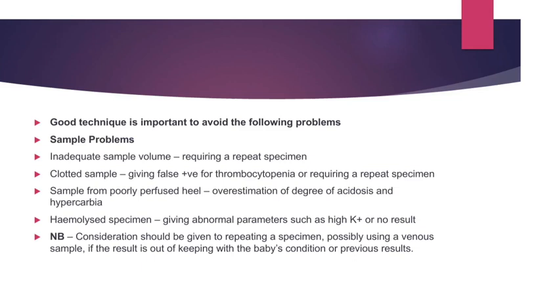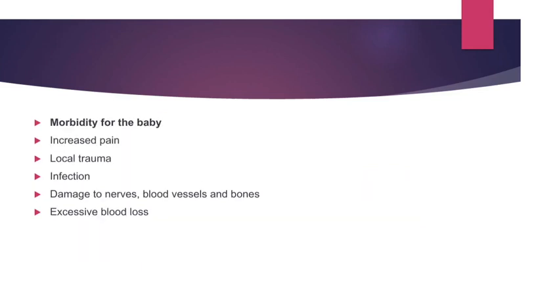For sample problems, we can have an inadequate sample volume. This requires a repeat specimen. A clotted sample gives a false positive for thrombocytopenia or requires a repeat specimen. A sample from a poorly perfused heel gives an overestimation of the degree of acidosis and hypercarbia. A hemolyzed specimen gives abnormal parameters such as high potassium or no result. NB. Consideration should be given to repeating the specimen, possibly using a venous sample, if the result is out of keeping with the baby's condition or the previous results.